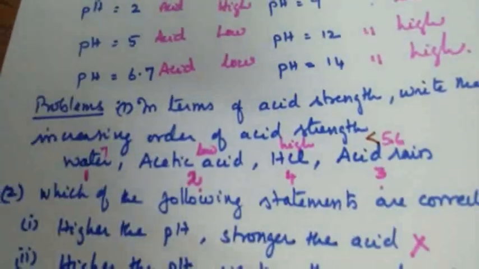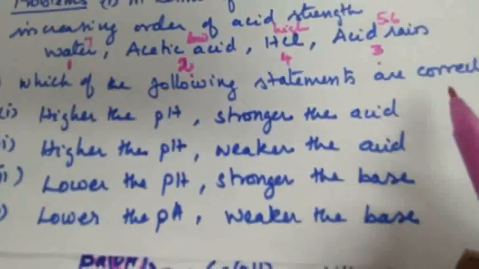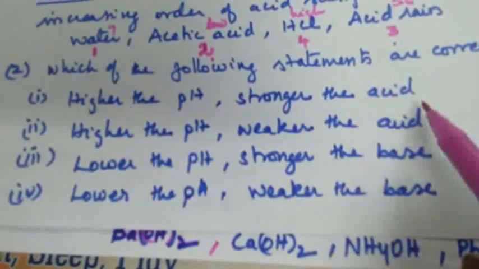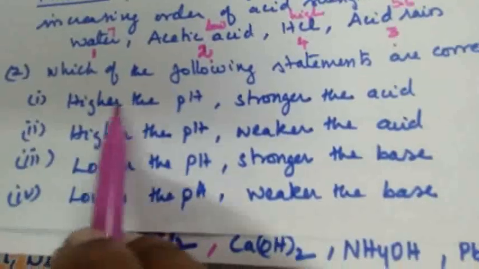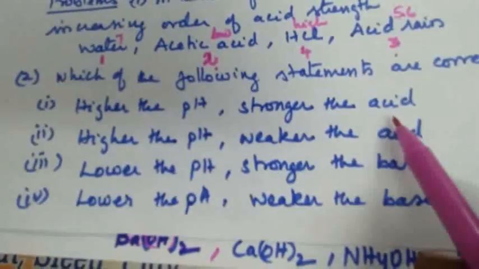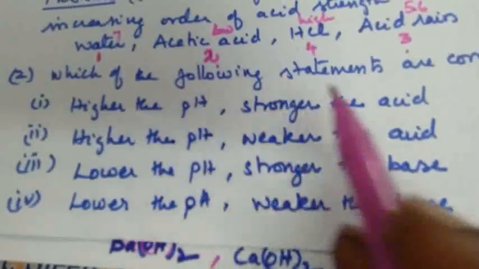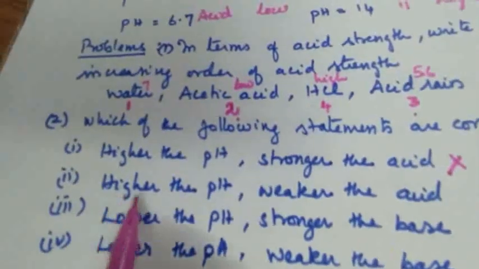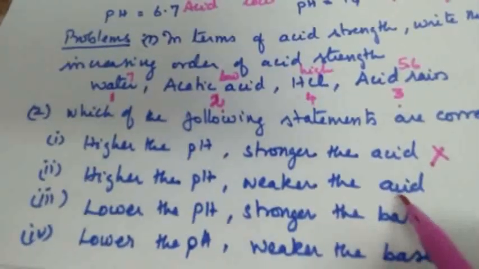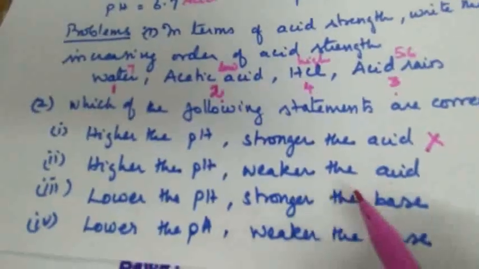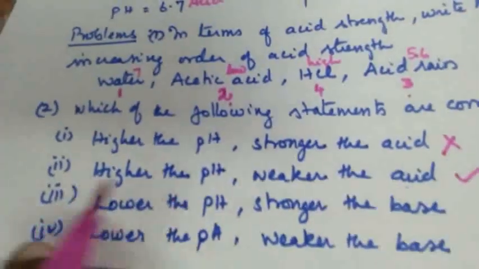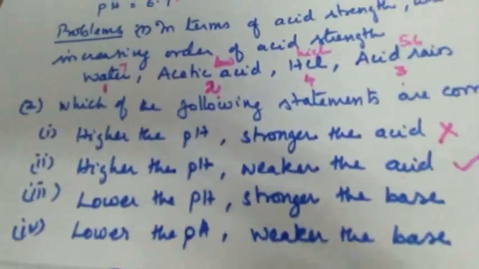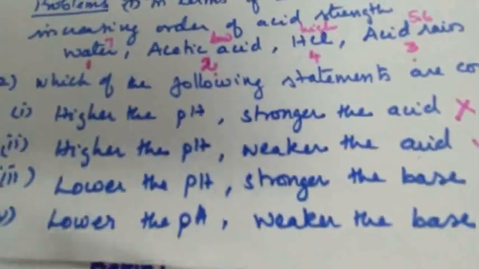Which of the following statements are correct? Higher the pH, stronger the acid. Is it so? Lower the pH, stronger the acid, so this statement is false. Higher the pH, weaker the acid. Is it true or false? Yes, it is true. As I increase the pH value, basicity increases, so acidic value decreases.